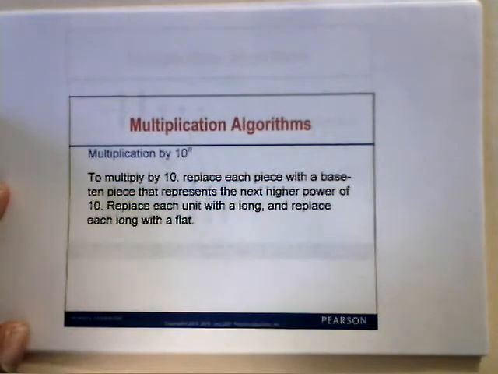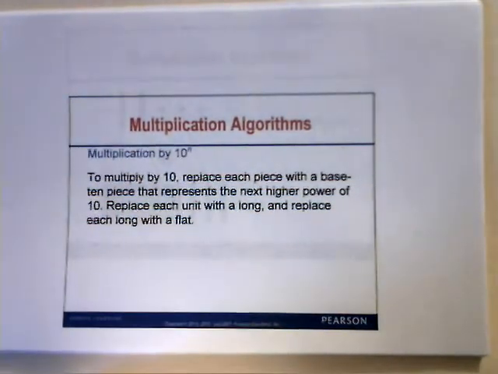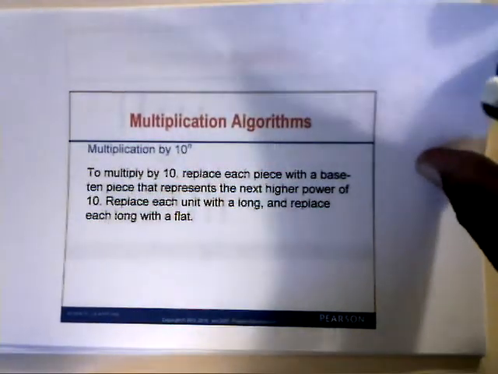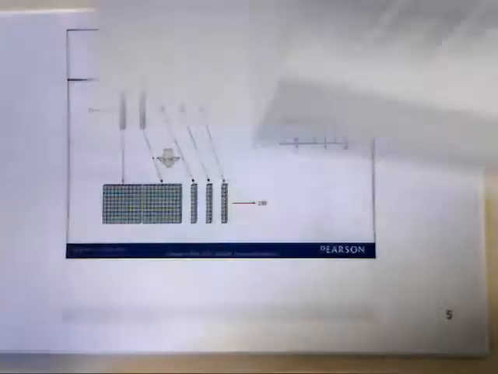Multiplication by 10 to the power of n, or multiplying by a power of 10. To multiply by 10, you just replace each piece with a base 10 piece that represents the next higher power of 10. Replace each unit with a long, and replace each long with a flat. Because those base 10 blocks do represent powers of 10.